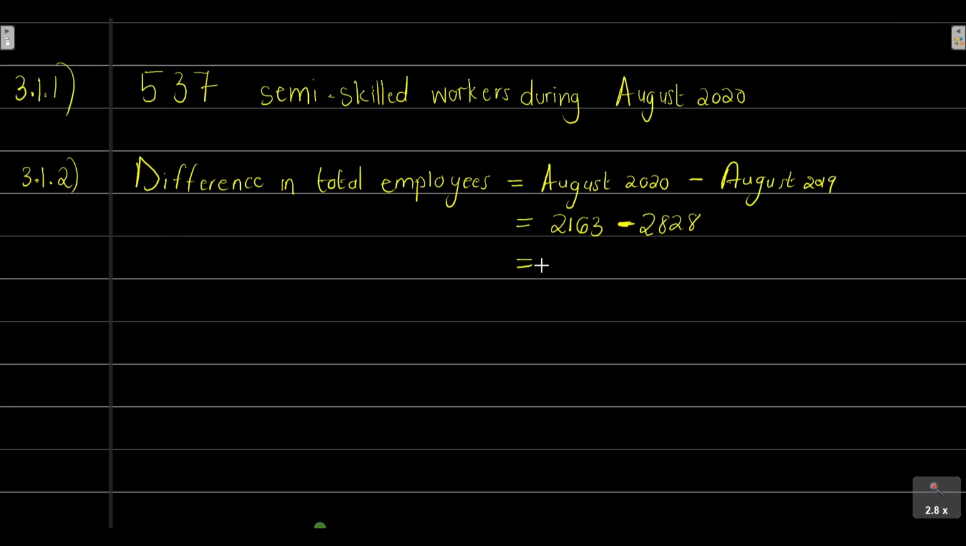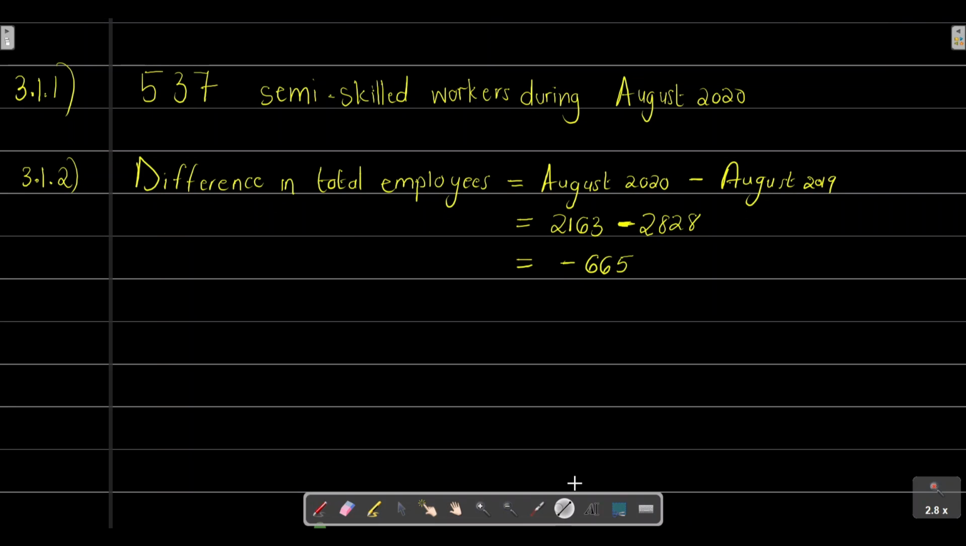We want the difference, so that means we're going to be subtracting these two values from each other. If you take 2,163 minus 2,828, what do you get? You get a negative 665. So someone already is confused. I know someone is wondering, what is going on, Lee? Did you make a mistake?